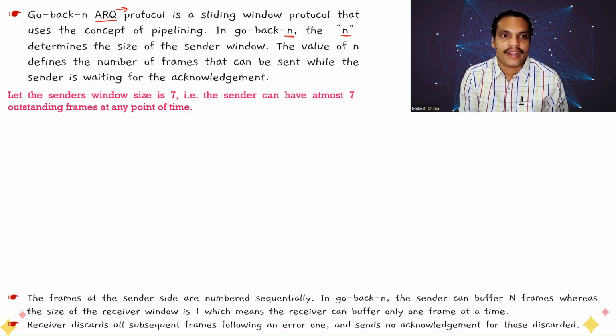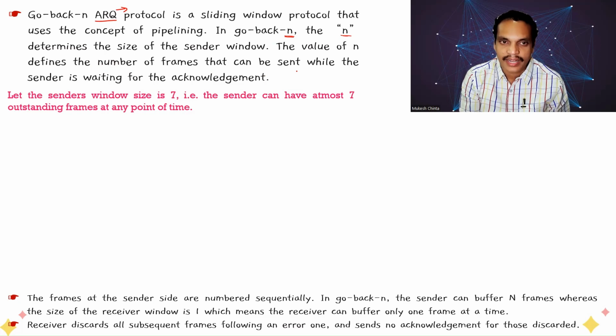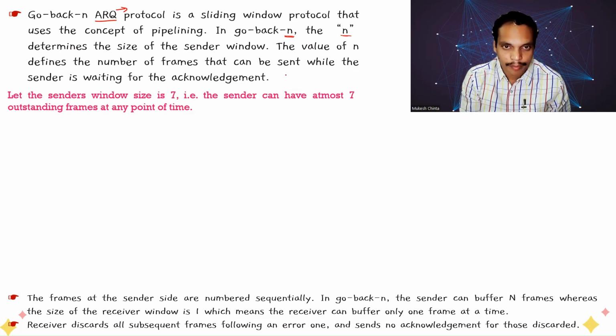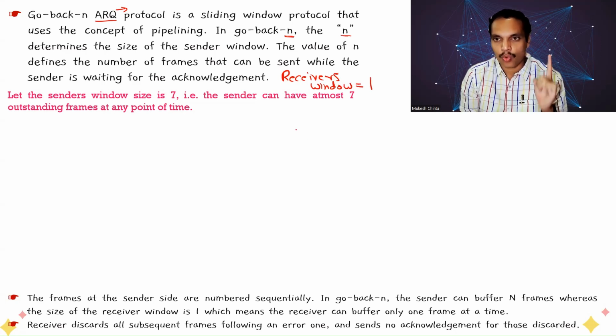So the value of N defines the number of frames that can be sent while the sender is waiting for the acknowledgement. Now, let me show you a small example. Let the sender's window size be 7. The sender can have at most 7 outstanding frames at any point of time. Here you have to remember that the receiver's window size is equal to 1. That means the receiver can only accept the frames that have been received in order. Out of order frames are simply neglected. They are simply dropped. They are not accepted.